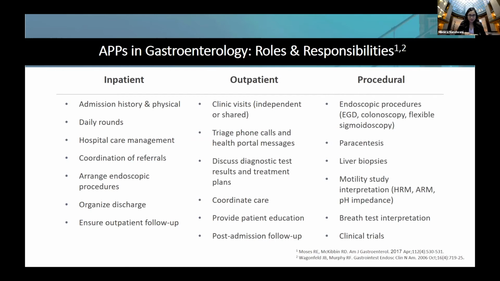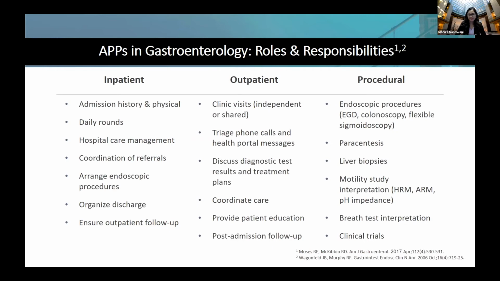Our inpatient APPs and even our outpatient APPs at Stanford perform paracentesis on our patients. There are some APPs in the country that perform liver biopsies. Motility study interpretation was a large part of my practice, breath test interpretation, and clinical trials.